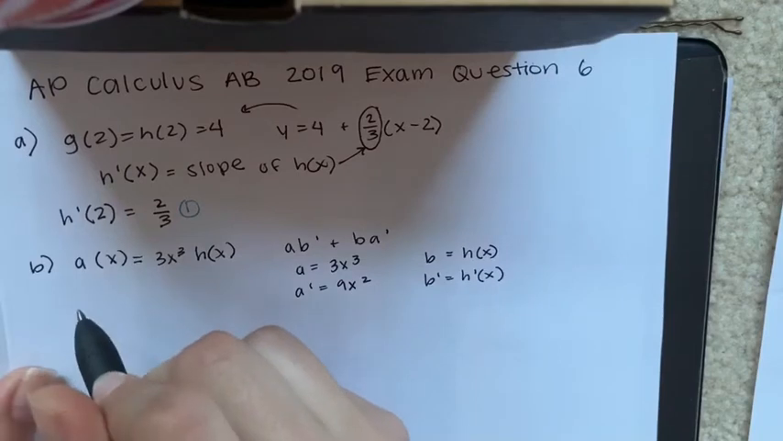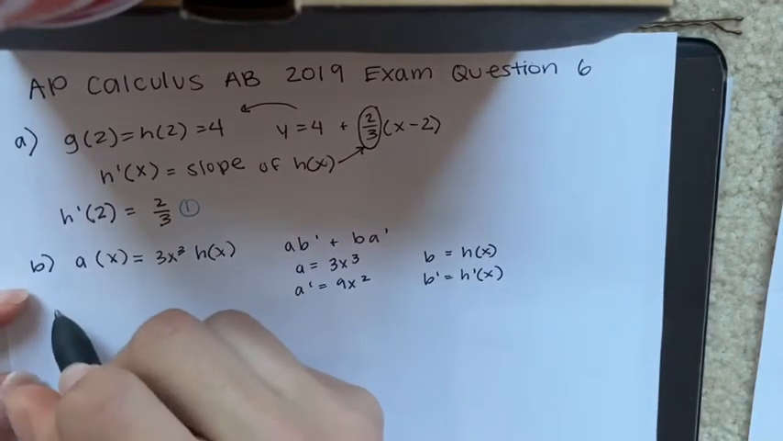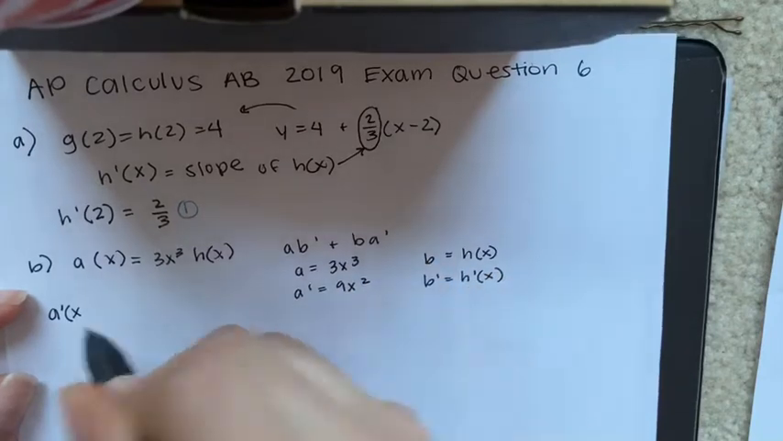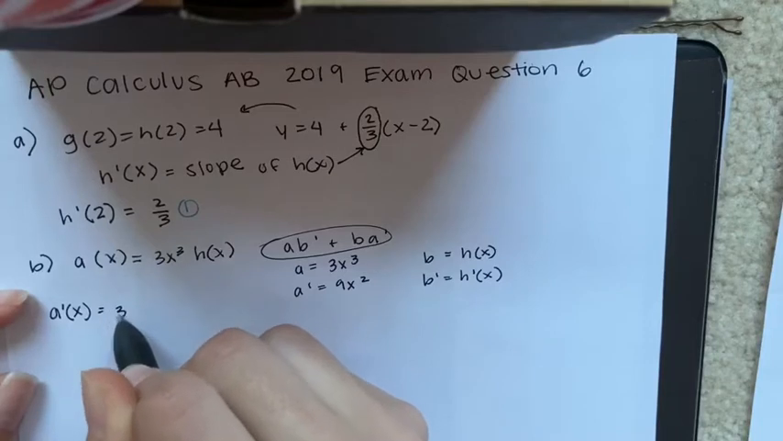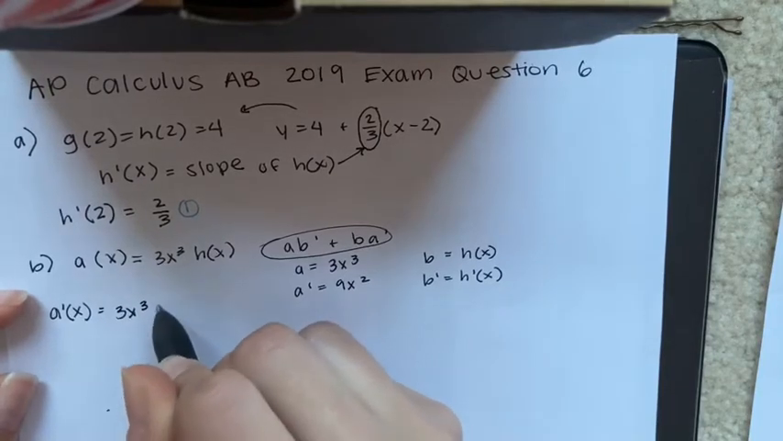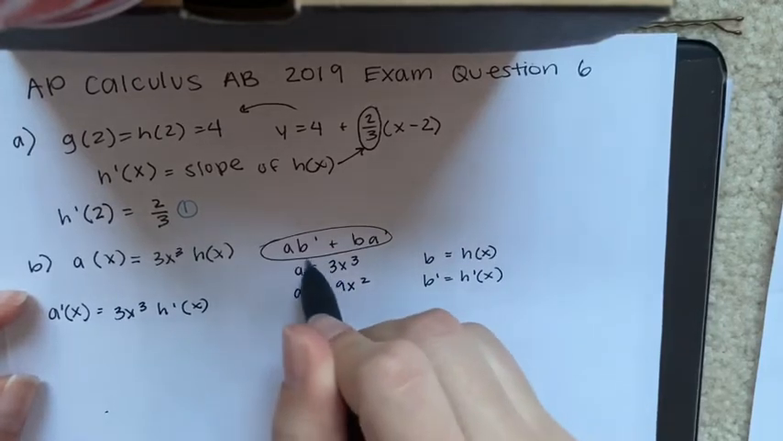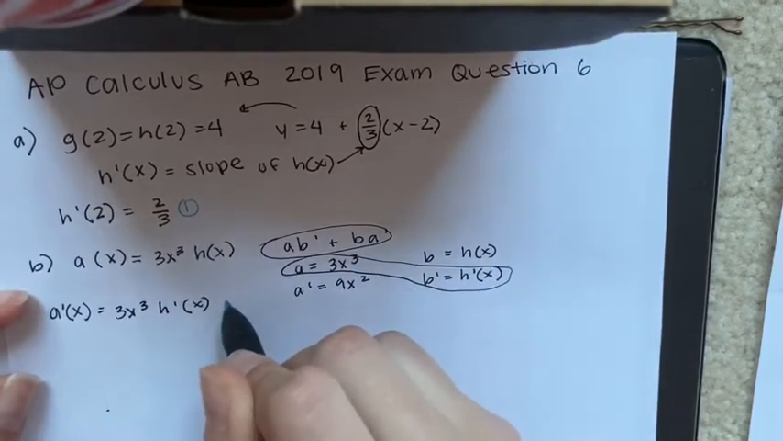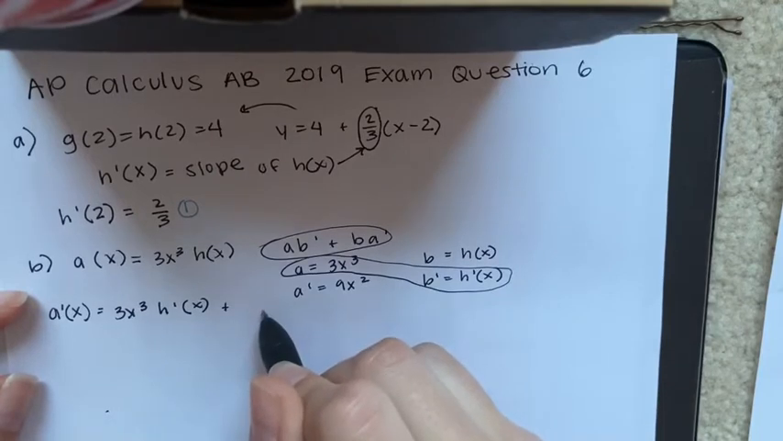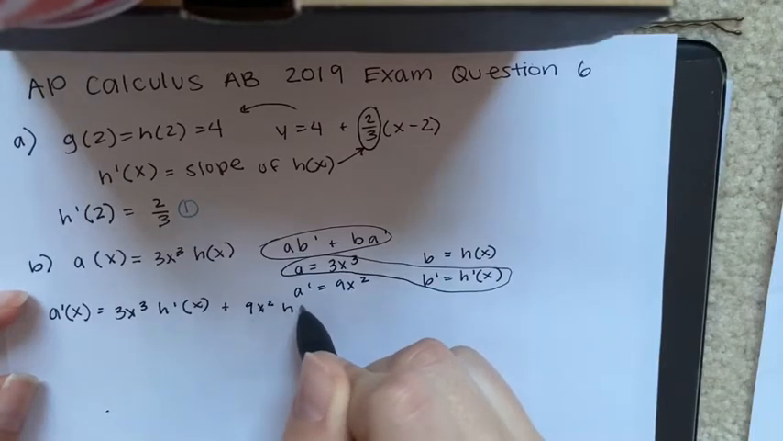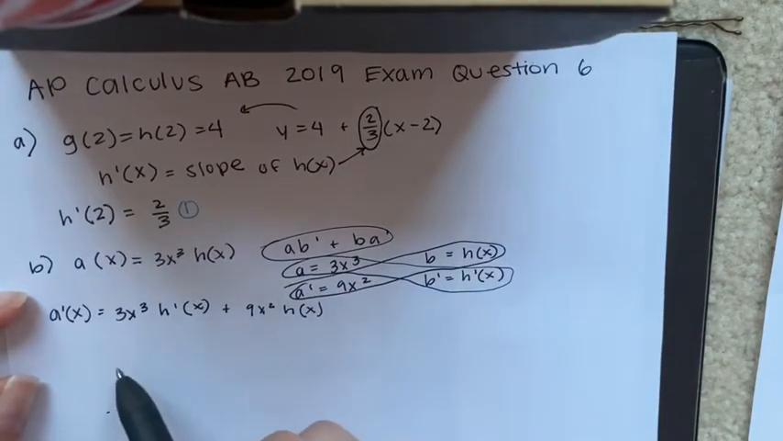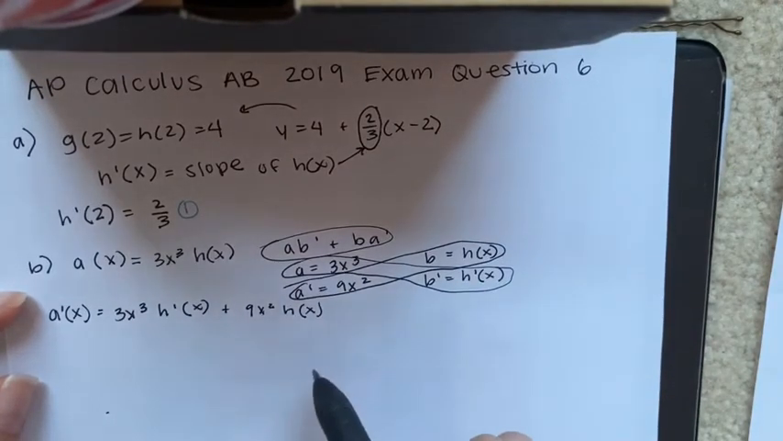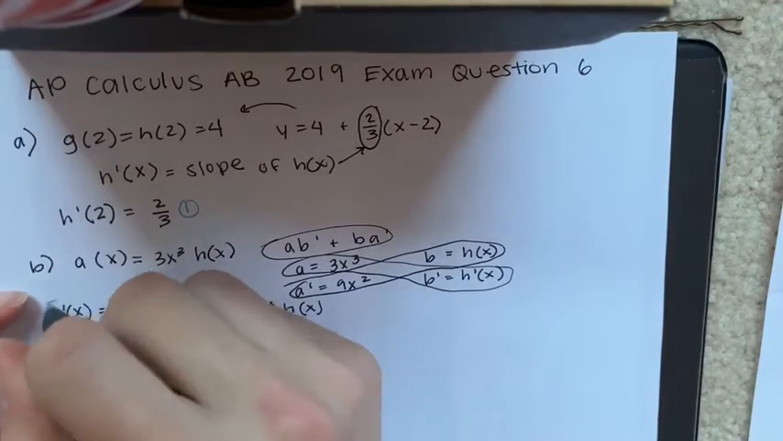So first we're going to plug all these values into the product rule right here. So a prime of x equals 3x to the third times h prime of x. So once again, that is a b prime, plus 9x squared times h of x, which is that ba prime term. So that is your derivative. That is actually your expression for a prime of x right here.